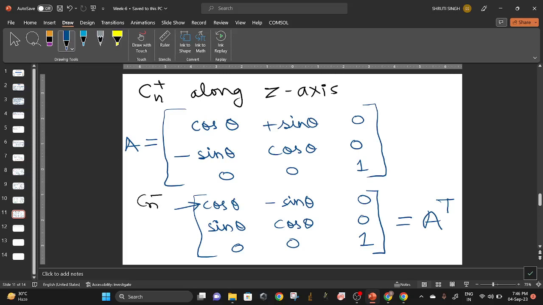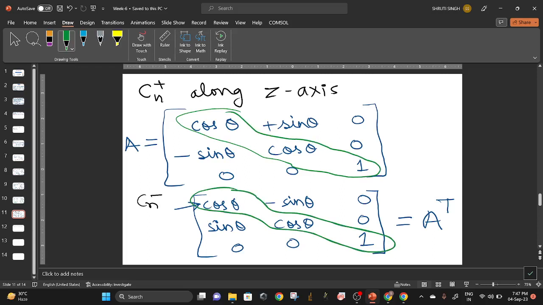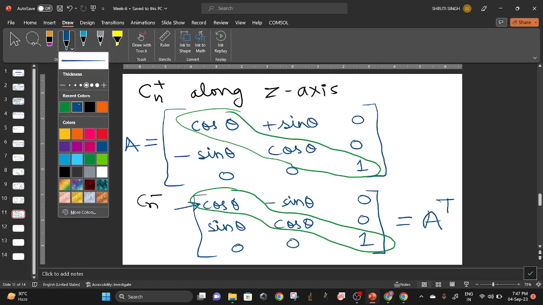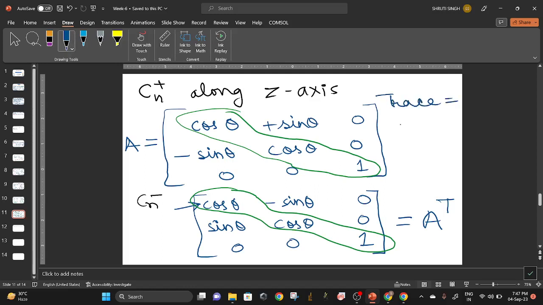Now in transpose, what happens? See the diagonal element. Is it getting changed? No, ma'am. So diagonal elements are remaining same. And what is the definition of trace? Summation of diagonal elements. So even if we take the matrix A or the transpose of matrix A, the diagonal elements are going to be same and their summation is going to be same. So here the trace will be 2 cos theta plus 1. Here also it is 2 cos theta plus 1.